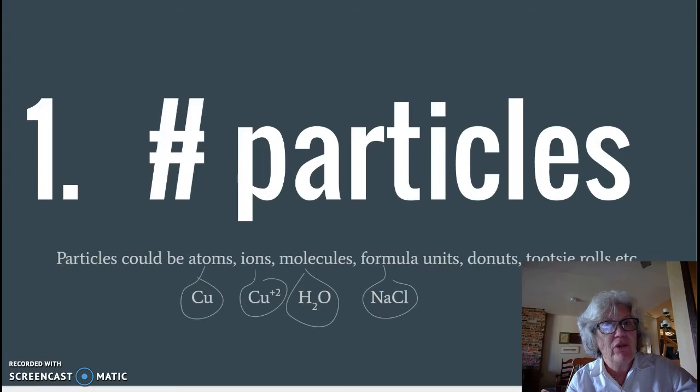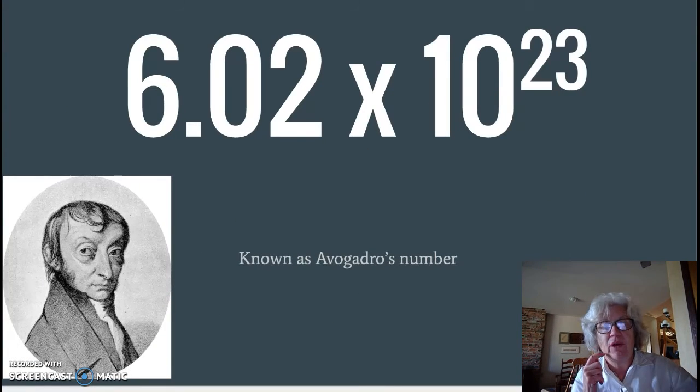how many particles are in a mole? There are 6.02 times 10 to the 23rd particles in a mole. And that is a huge number. It's known as Avogadro's number after this lovely gentleman right here, Avogadro, who actually had a very long name. I challenge any of you to look it up and memorize it.